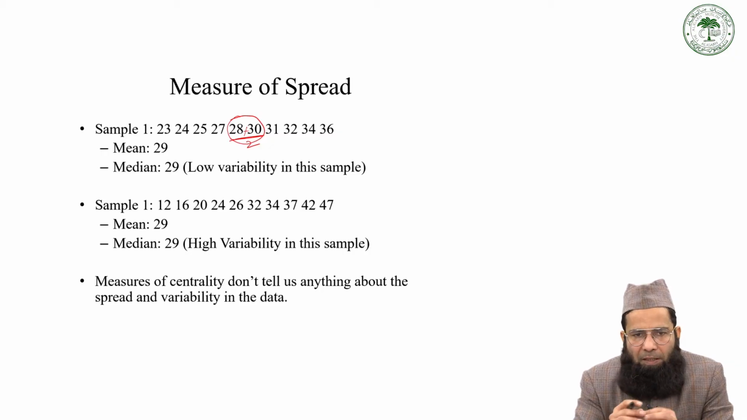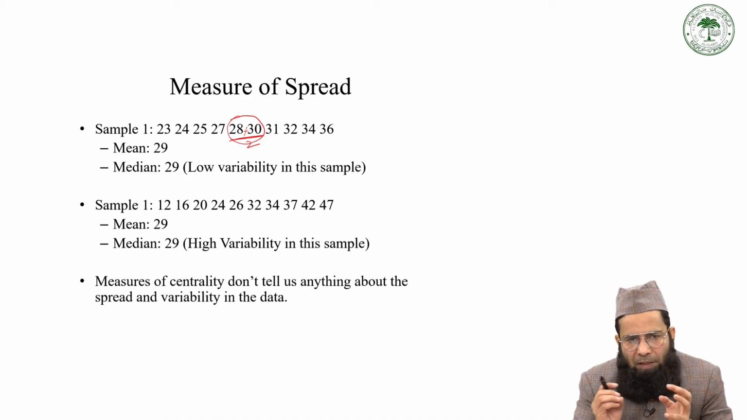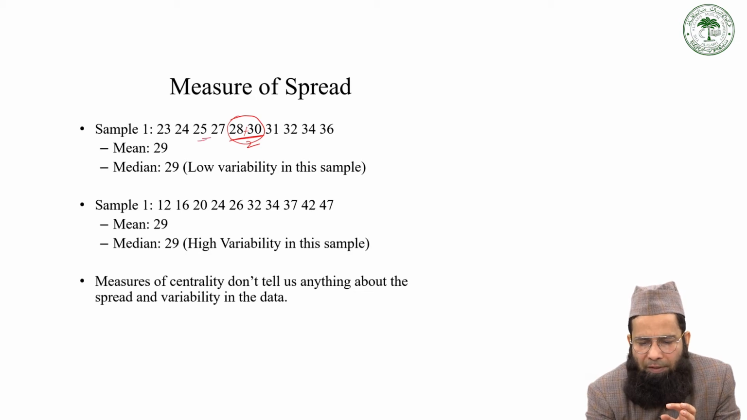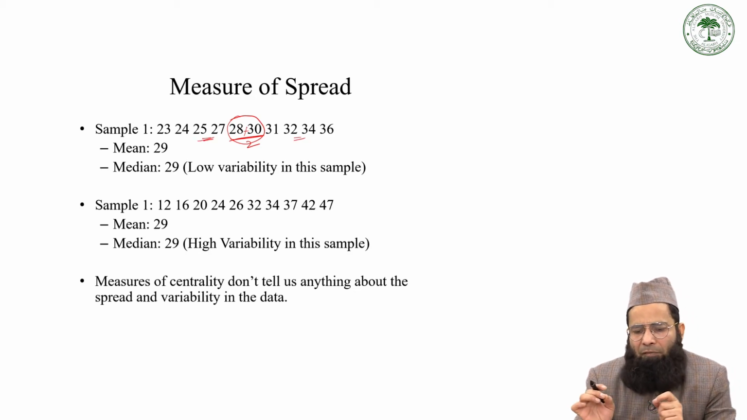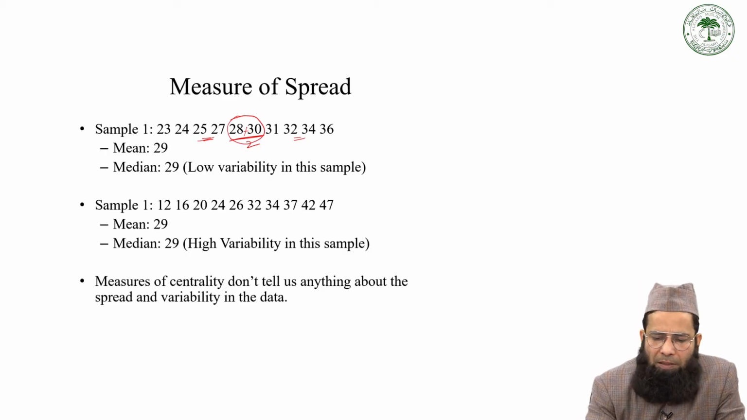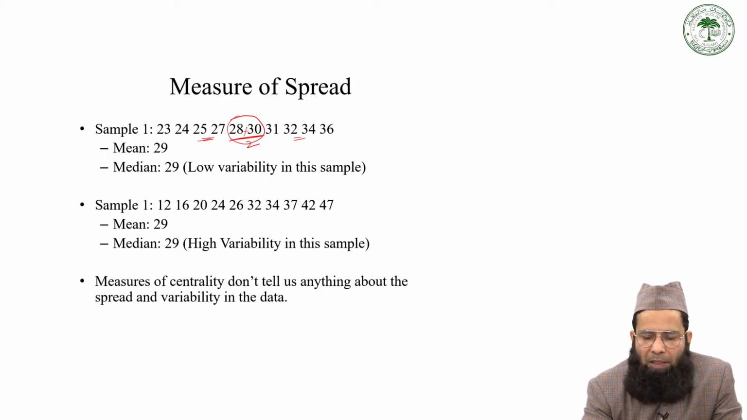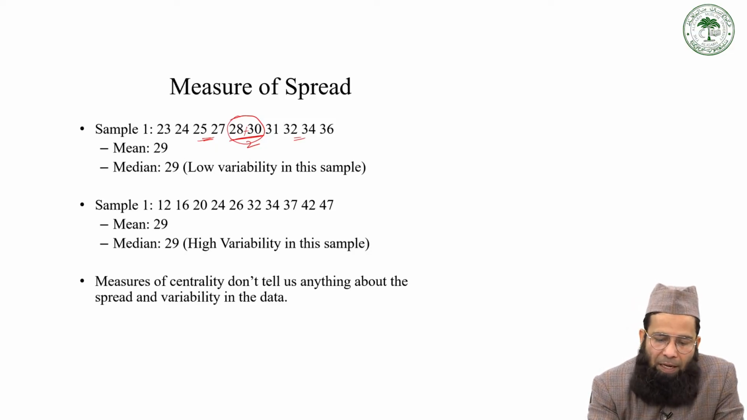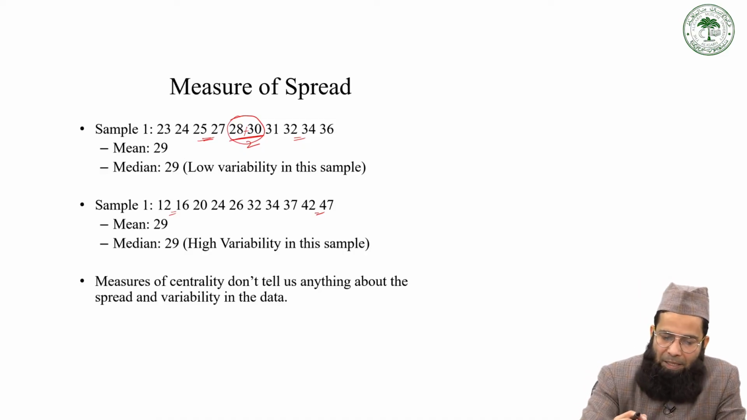If you observe this list, there is low variability in this sample. There is a difference of 1, and in some cases a difference of 2, like 23 and 24, then a difference of 2 in this case, similarly 2. So the variability is very low. Now consider the next list. Again the mean and median are the same, but the variability is very high. You can observe there is a difference of 4 here, a difference of 5 here, but the mean and median are the same.